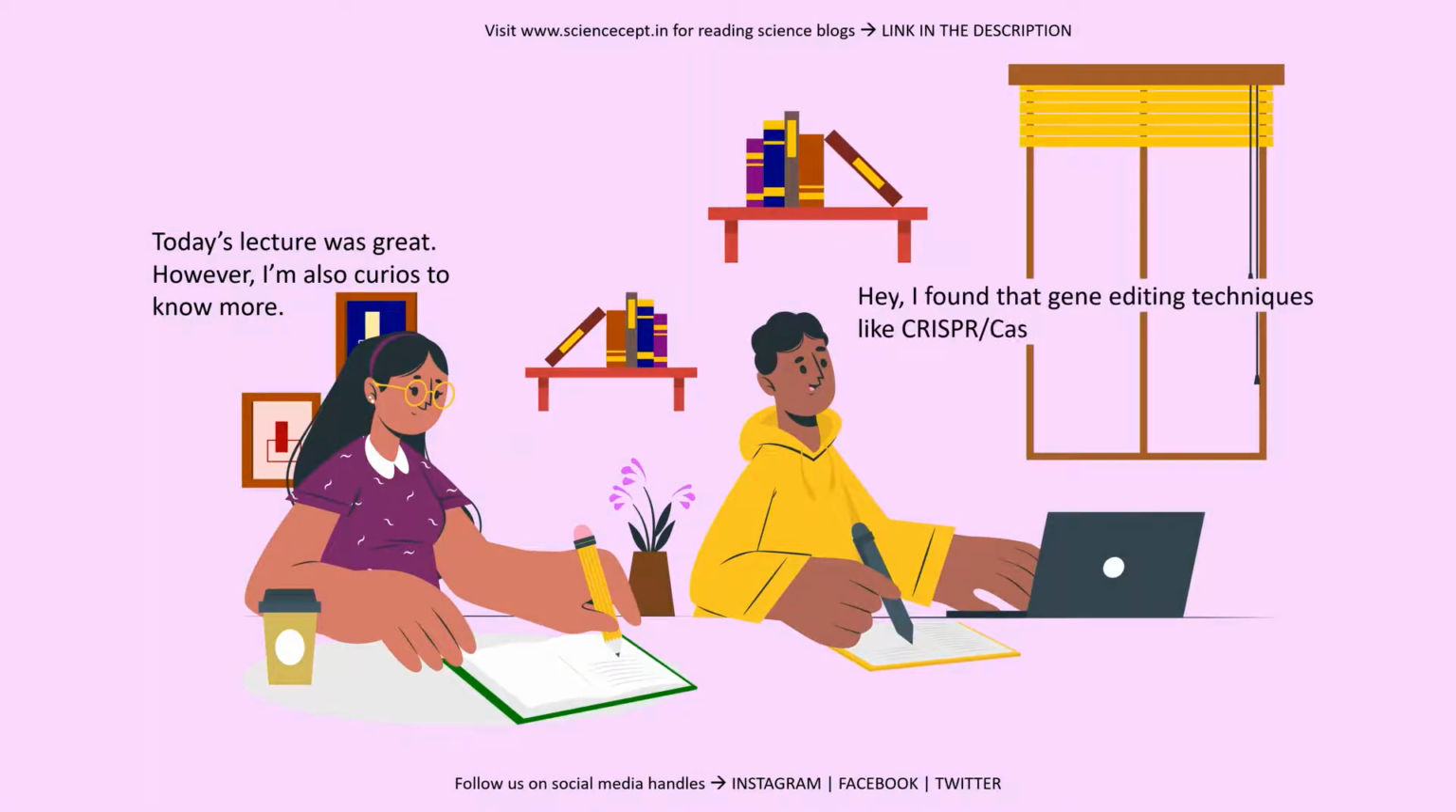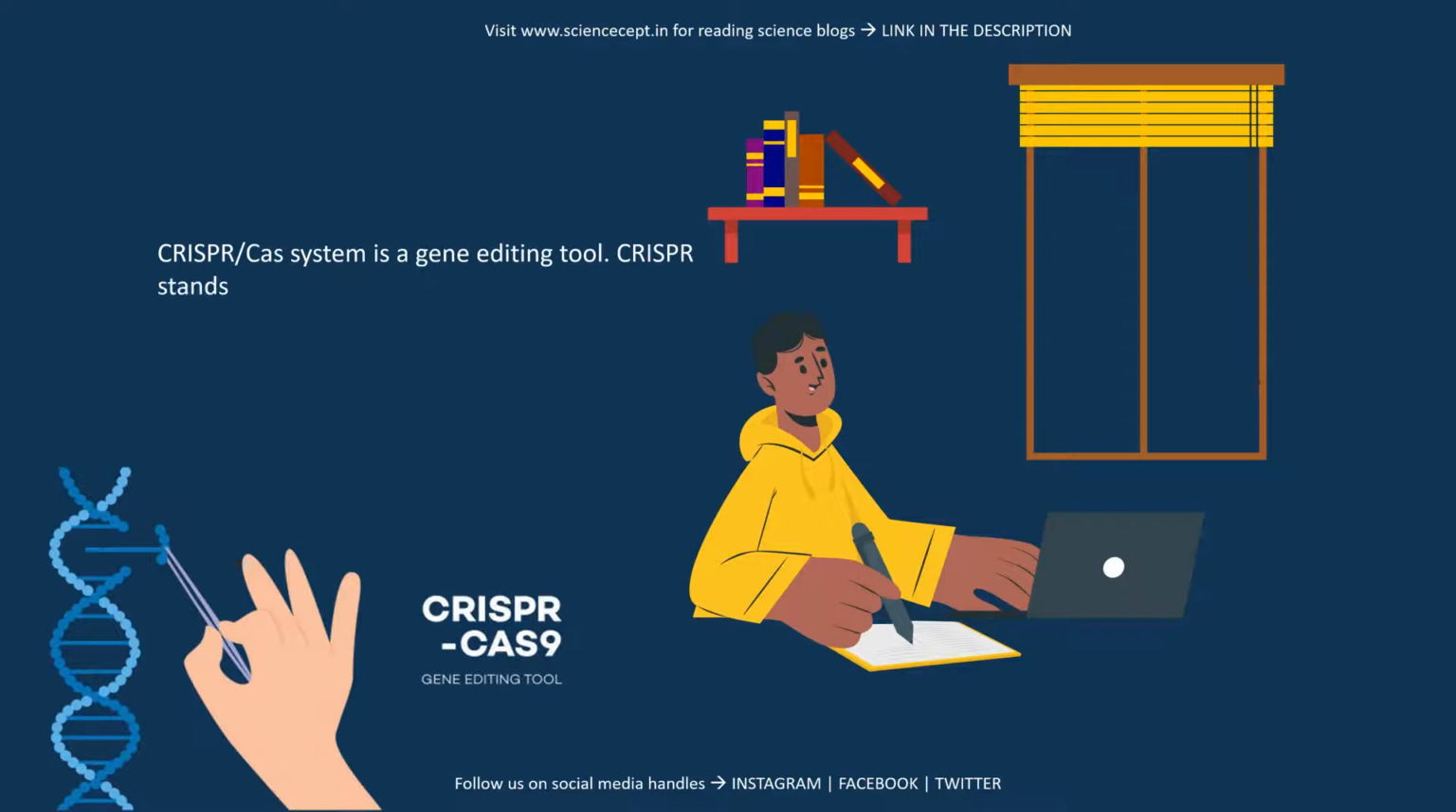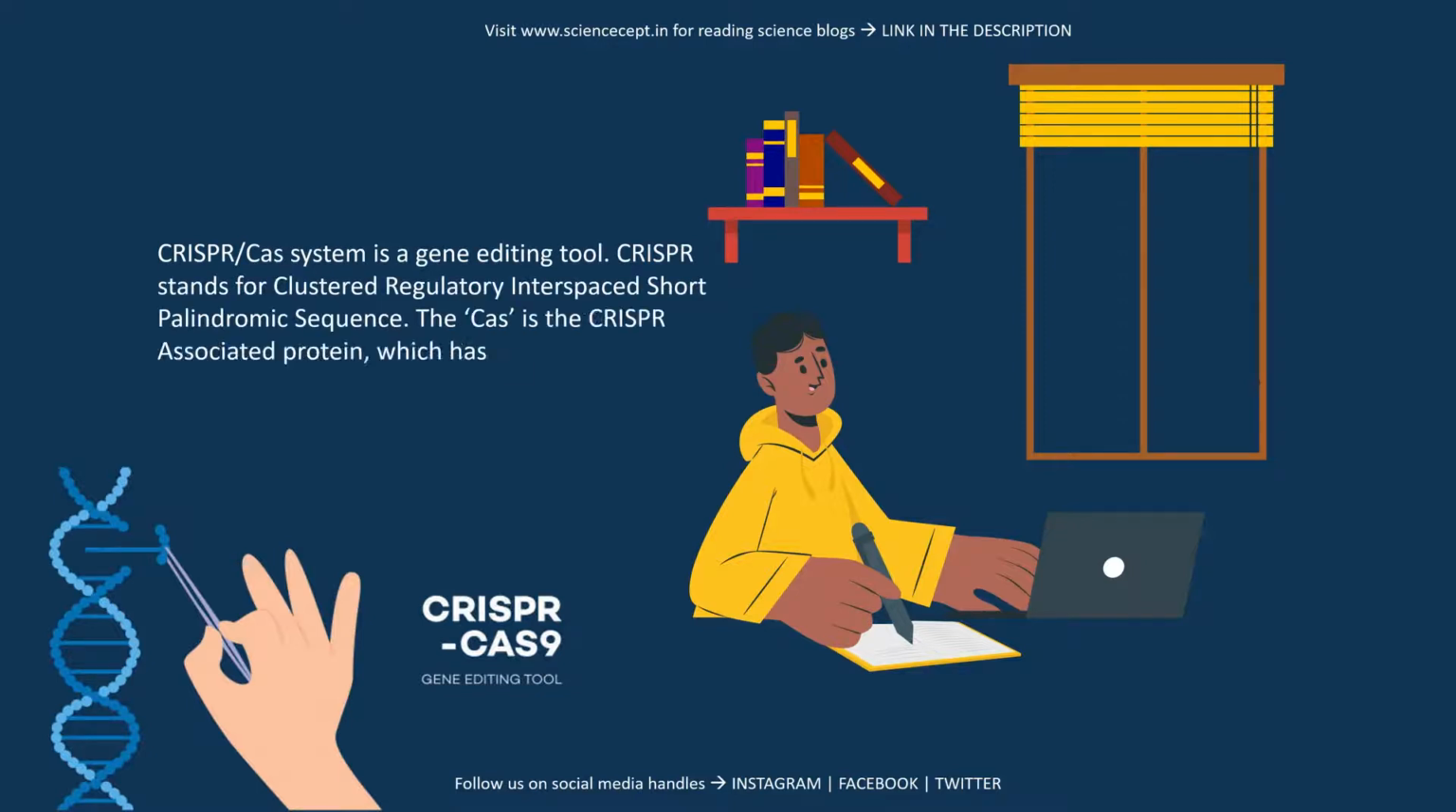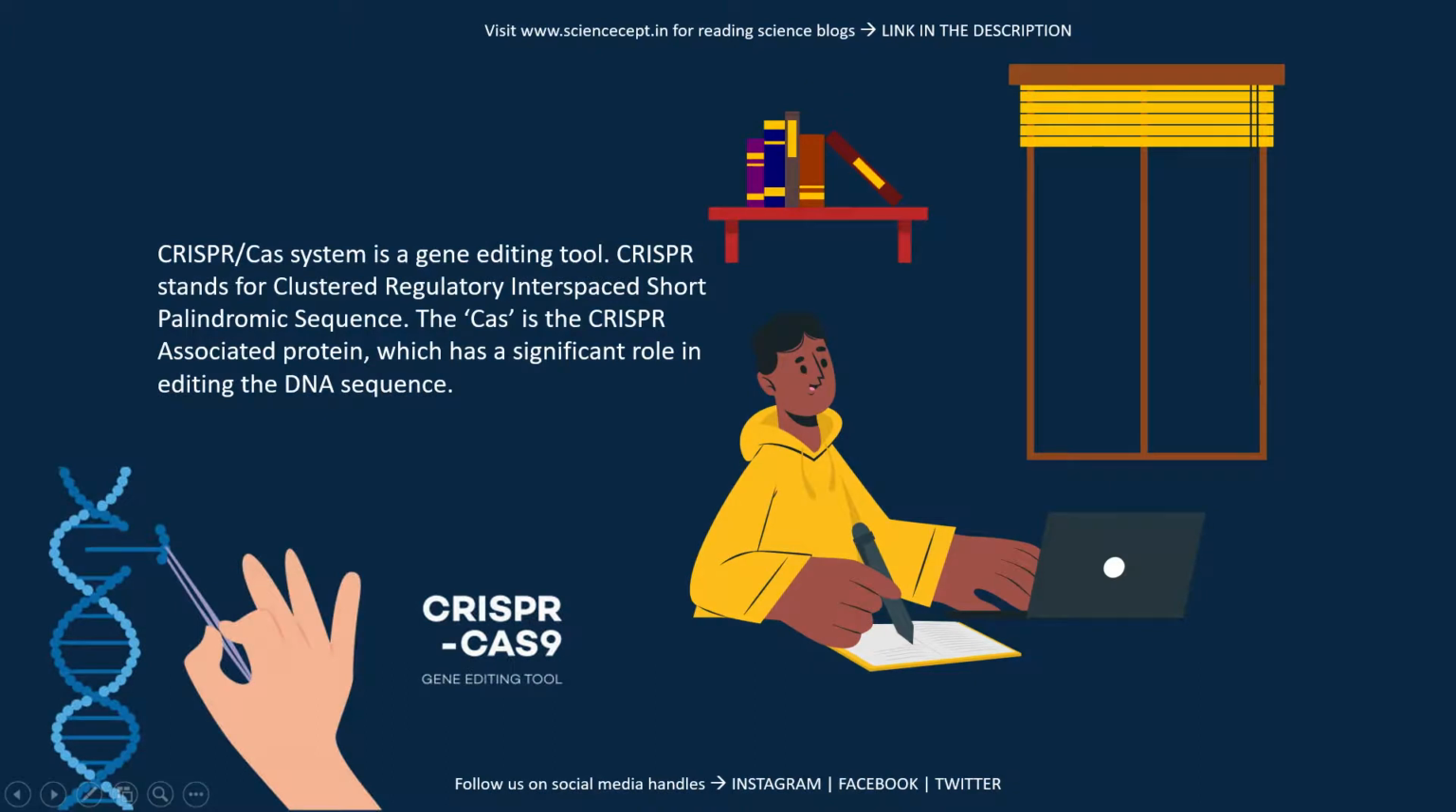Hey, I found that gene editing techniques like CRISPR-Cas can be used to reduce the risk factors we have studied previously. The CRISPR-Cas system is a gene editing tool. CRISPR stands for Clustered Regularly Interspaced Short Palindromic Repeats. The Cas is the CRISPR-associated protein, which has a significant role in editing the DNA sequence.